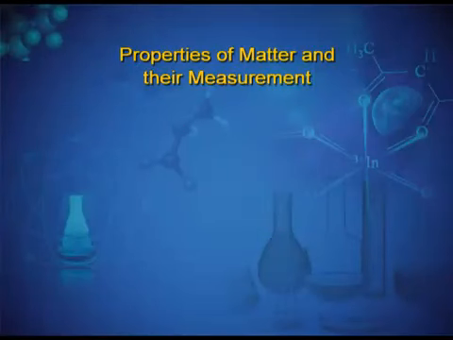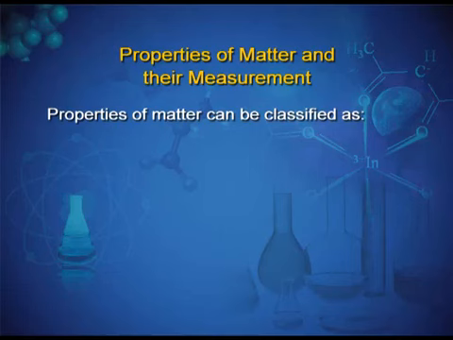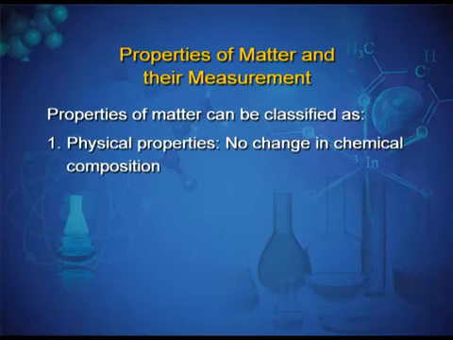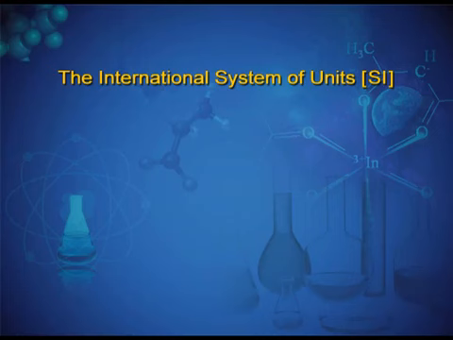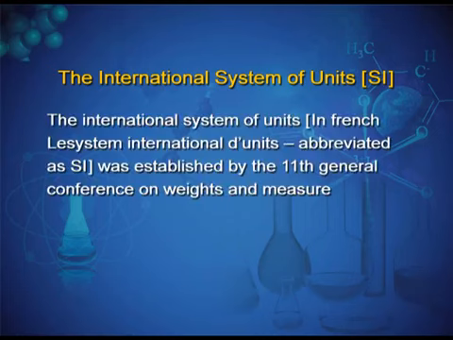Properties of matter and their measurement. Properties of matter can be classified as physical properties and chemical properties. In physical properties, there is no change in chemical composition, while in chemical properties there is a change in chemical composition. The International System of Units, that's SI. The International System of Units was established by the 11th General Conference on Weights and Measures.